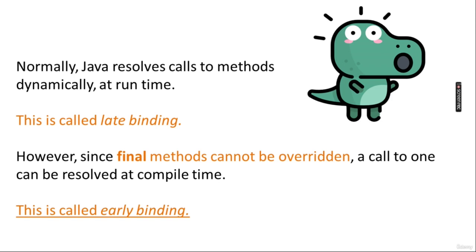So there are two definitions you have to remember. Normal Java call resolution to a method is done at runtime. This is called late binding. And when you declare any method as final, this method cannot be overridden. The Java compiler will know and it can resolve that method at compile time itself. This is called early binding. Compilation is done before running. Compile time binding is early binding, and runtime binding is late binding.